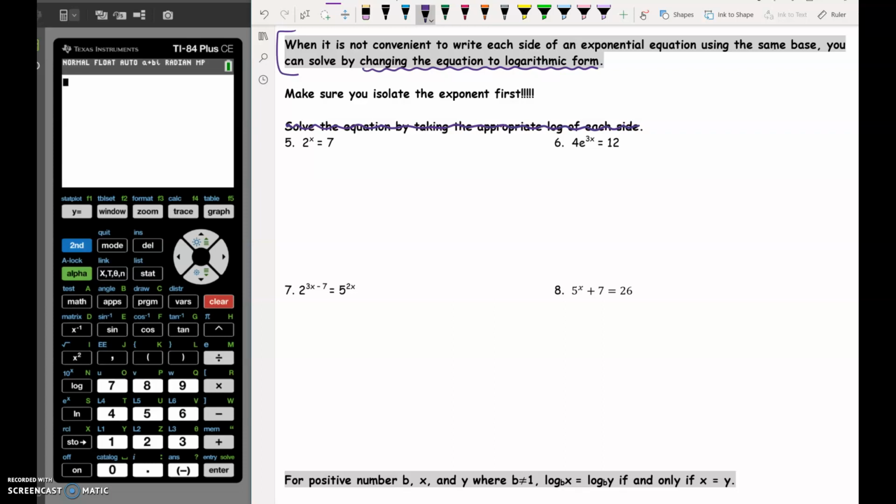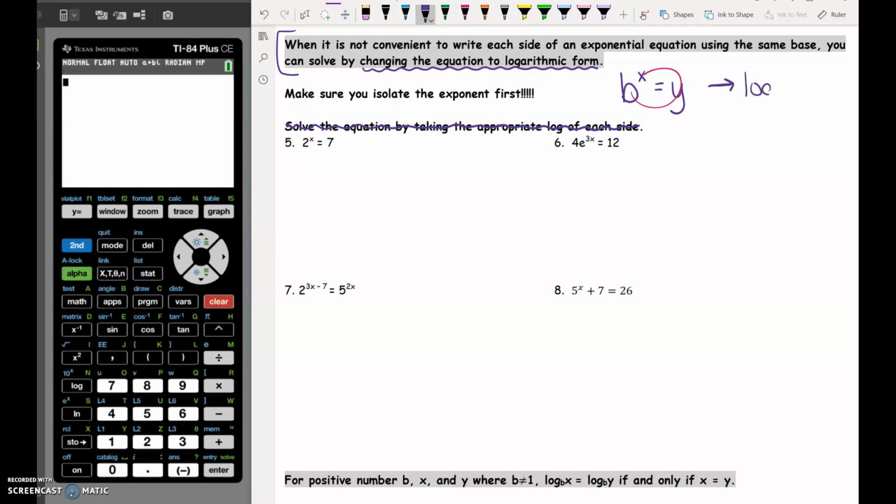So I want you to remember, if you have b to the x equals y, if you have exponents, that's exponential form. To change it to log form, we have to do the log ride. Woo!